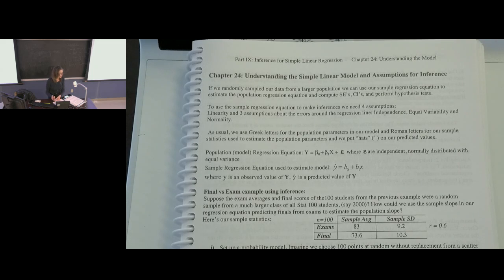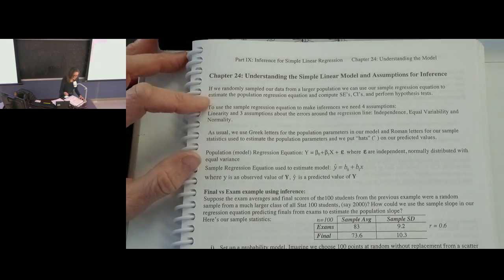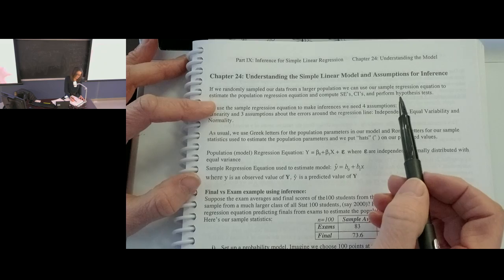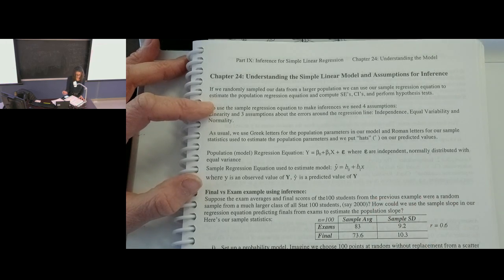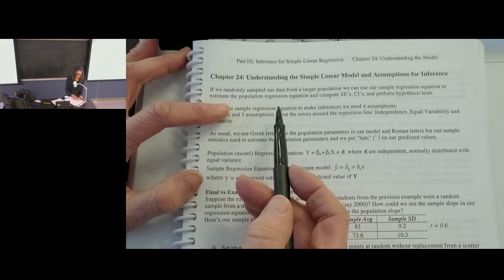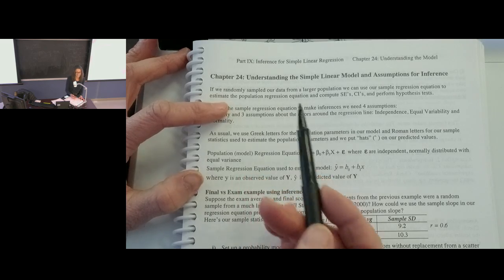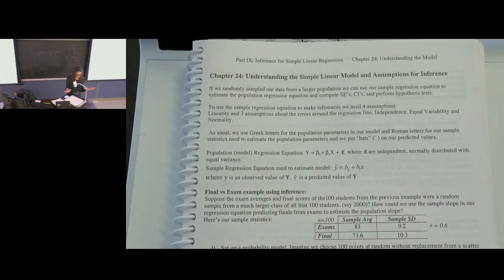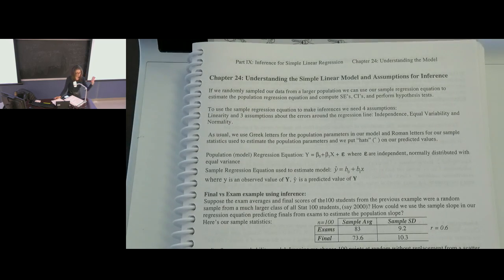So we have to make some assumptions first of all. If we randomly sampled our data from a larger population, then we can use our sample regression estimate to estimate the population regression estimate, and then we're going to be able to compute standard errors, confidence intervals, and perform hypothesis tests. That's what we're moving into. We're going to do it first for simple regression, and then we'll do it when we add more slopes. But in order to do that, we have to make some assumptions.